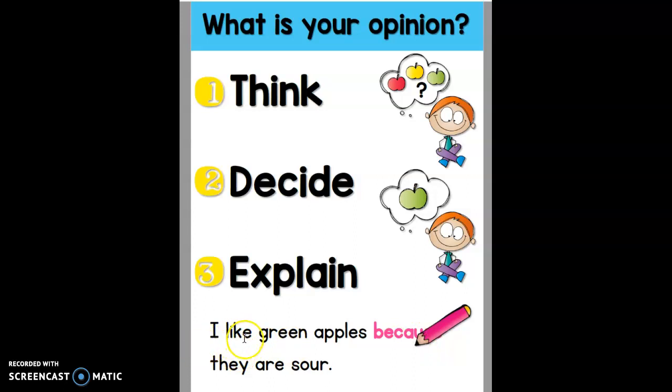Their sentence says, "I like green apples because they are sour." They didn't just tell me they like green apples. I can tell that from the picture. But they told me why they like them. So when you do your writing today, give me some reasons. Use the word because to tell me why you chose your choice. Now, we are going to go to your choices here very quickly.